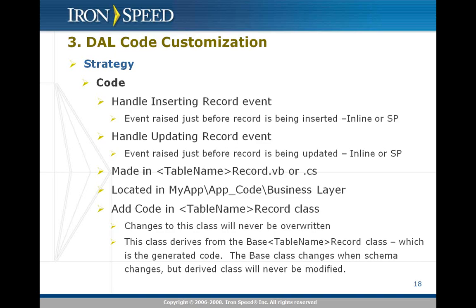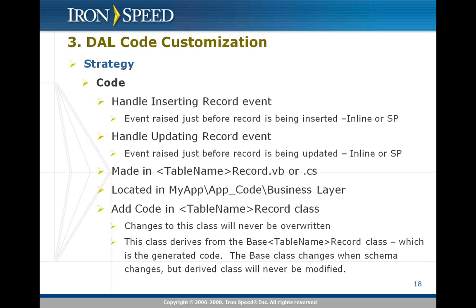Now, in this particular case, what you have to do is do it at the level of each table. So let's say you have an employees table, a customers table and an orders table, you would implement this code customization at each one of those three table levels. It is generally done in a file which starts out with the name of your table. If you have employees, it would be employeesrecord.vb or employeesrecord.cs. And this is generally contained in the My App folder, in your application's App_Code Business Layer folder.